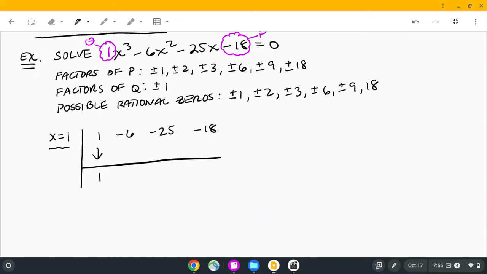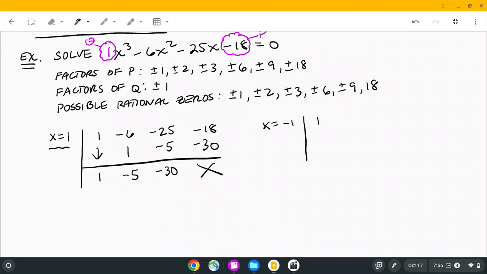All right, so we bring down the 1 and then multiply. 1 times 1 is 1. Put the answer here. Add these together. -6 plus 1 is -5. And then multiply again. -5 times 1 is -5. Put the answer here. And then combine these. We get -30. -30 times 1 is -30. And this is not 0. So this doesn't work. Okay. I'm going to try -1.